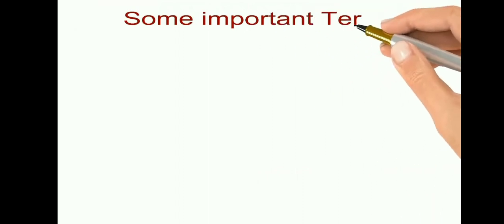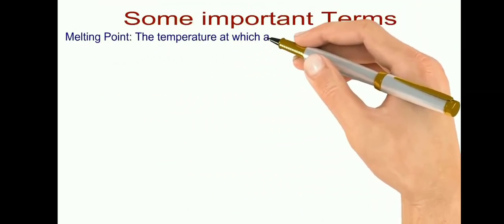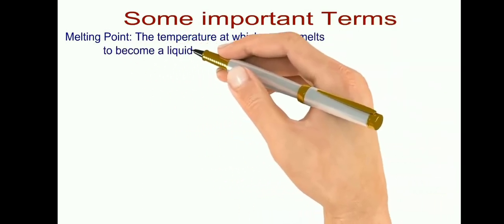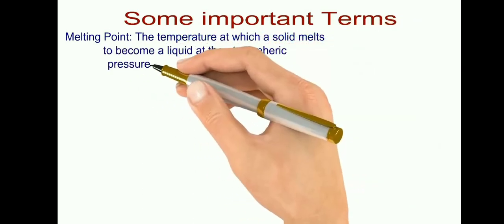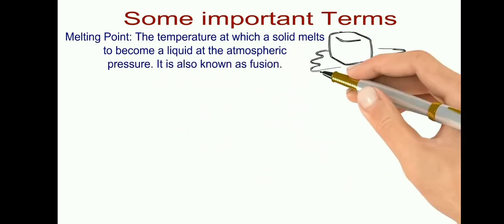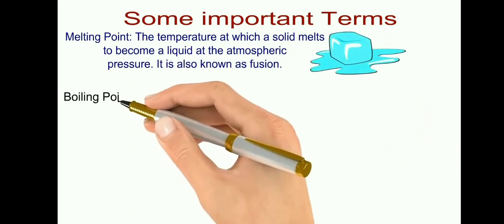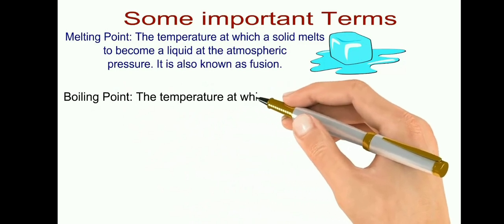Now we look at some important terms. First of all, we will look at melting point. Melting point is associated with solid. The temperature at which a solid melts to become a liquid at the atmospheric pressure is called melting point. It is also known as fusion.